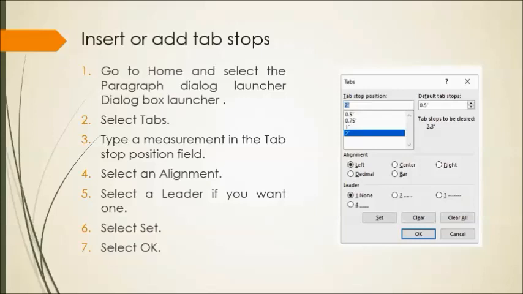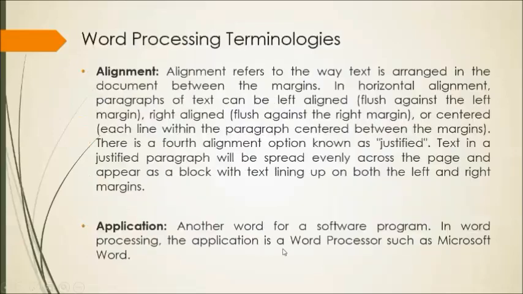So on the right side of our screen, we have the tab stop position, like we have 2, 0.5, 0.75, 1. Then we have the default tab stops, 0.5. Then we have the alignment: left, decimal, center, bar, right. Then we have leader. Then we have buttons like set, clear, clear all, okay, and cancel.